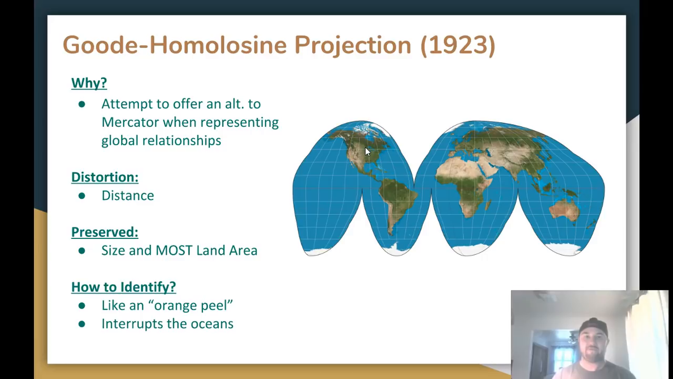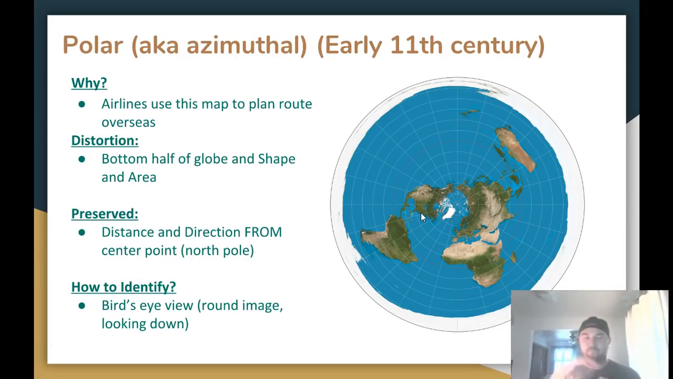Again, how do you identify it? It looks like an orange peel, or you can go with the O method that I use for myself. Now the next one, we're starting to get these funky ones. You have the polar one. It could be down from the South Pole or the North Pole.